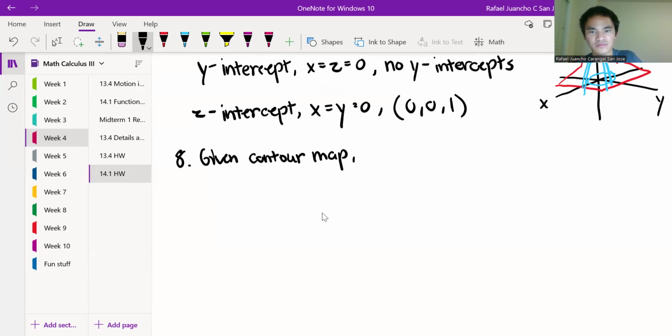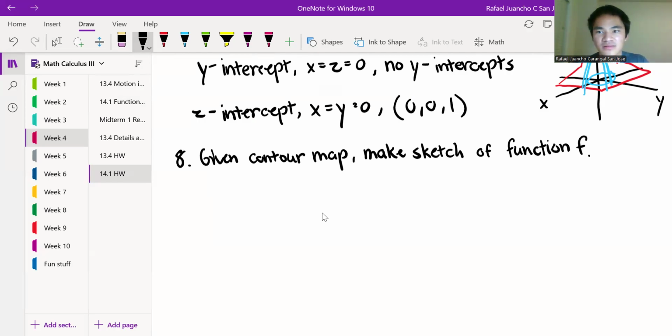Here we make a sketch of function f. Okay. Select update graph to see a response. Okay, let's use this contour map.